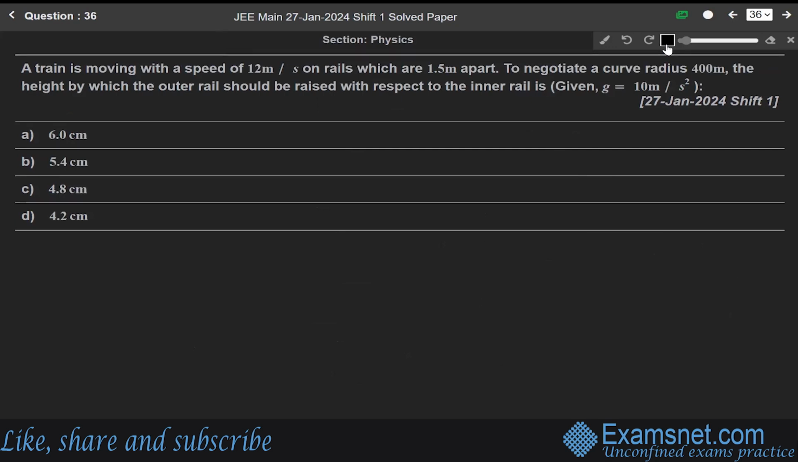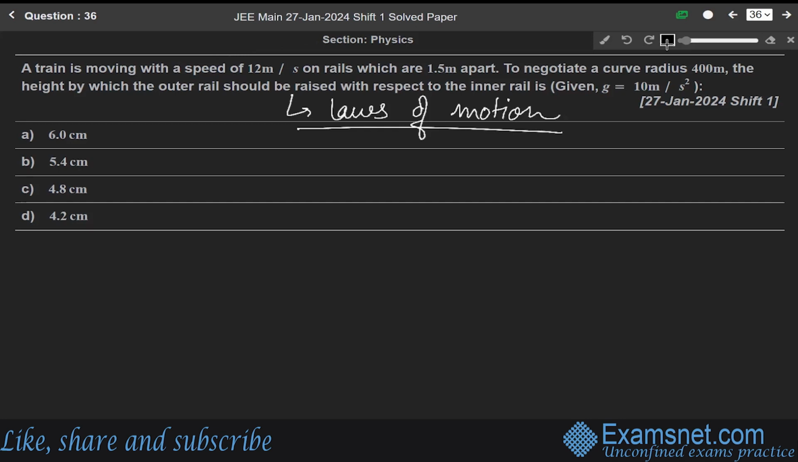This question says that a train is moving with a speed of 12 meter per second on rails, which are 1.5 meter apart. To negotiate a curve of radius 400 meter, the height by which the outer rail should be raised with respect to the inner rail is, given g equals 10 meter per second square. This question is from the chapter Laws of Motion. So now understand this question. According to this question, there are two rails. The outer rail is on the upper side and another rail is on the inner side.